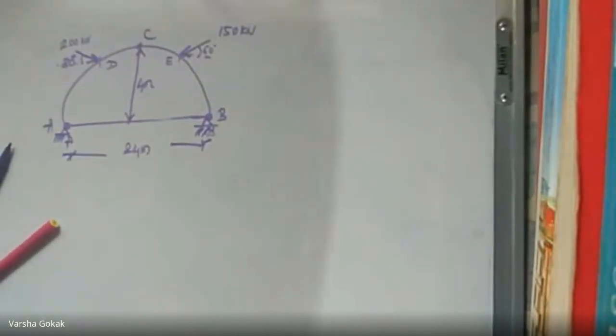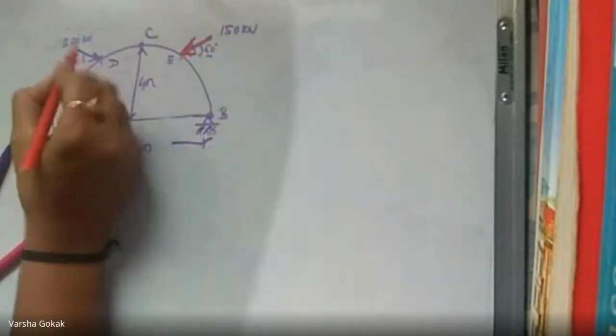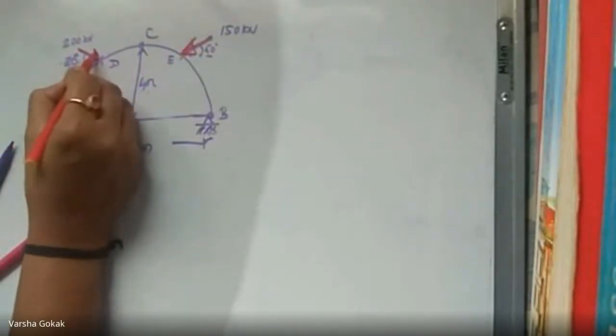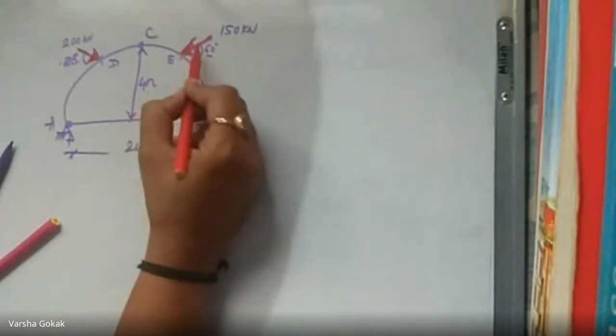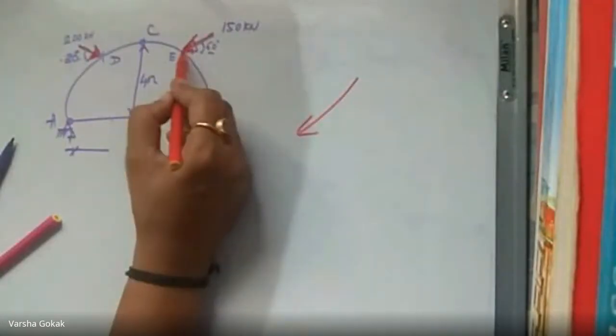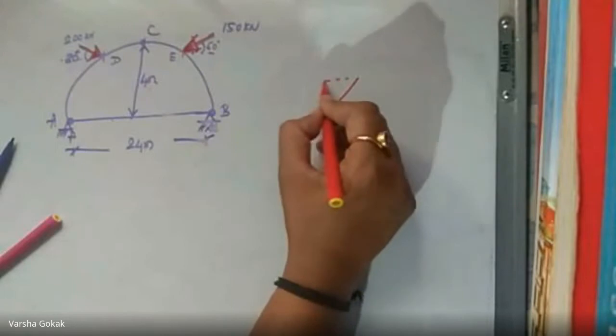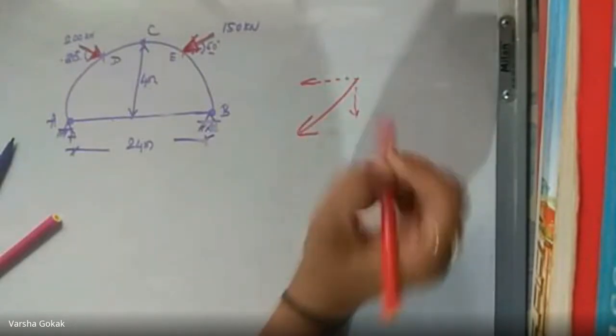So the diagram is clear. There is this force like this, and there is this force like this. Okay. Now tell me which quadrant is this 150? First quadrant. See, 150 is acting like this, the arrow is here. Which quadrant is 150? Third quadrant. Correct. So this is your x-axis, this is your y-axis.